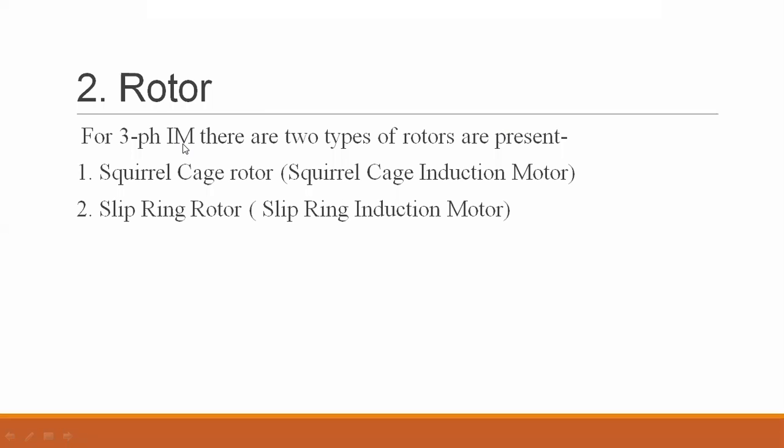Again, rotor. For a three-phase induction motor, there are two types of rotors, as we've seen. First is the squirrel cage rotor, which later we call the squirrel cage induction motor, and the second one is the slip ring rotor. That means the induction motors are classified according to the type of rotor. If my rotor is squirrel cage, we call it the squirrel cage induction motor. If my rotor is slip ring, we call it the slip ring induction motor.